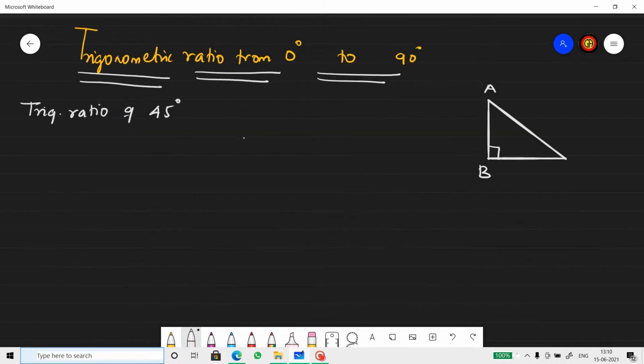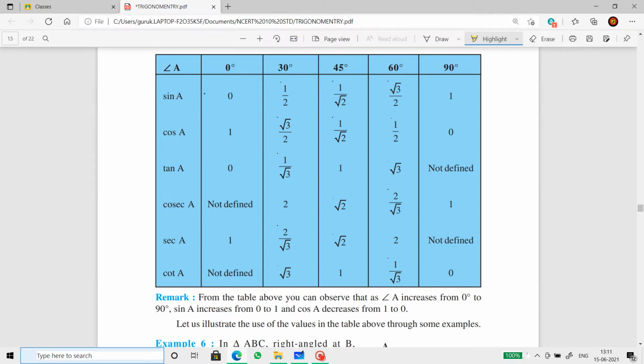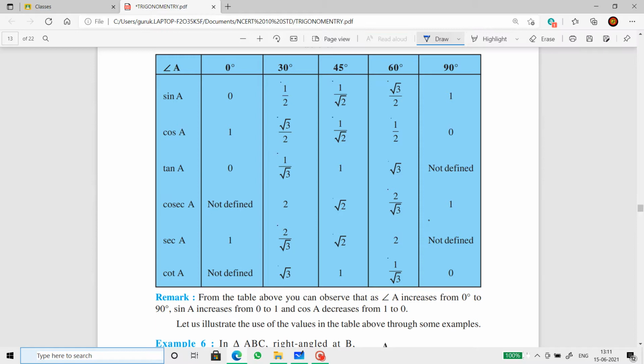So the next topic that we are going to do here is trigonometric ratios from 0 to 90 degrees. First I'll show you the table given in the book, because these are the values that you have to know by heart. Alright, let me read this out first.